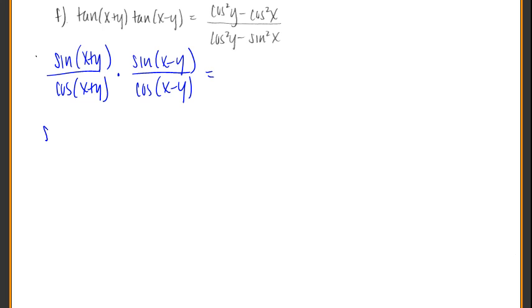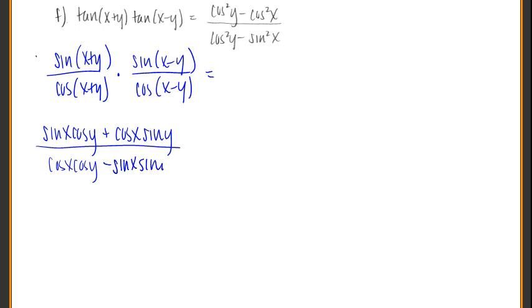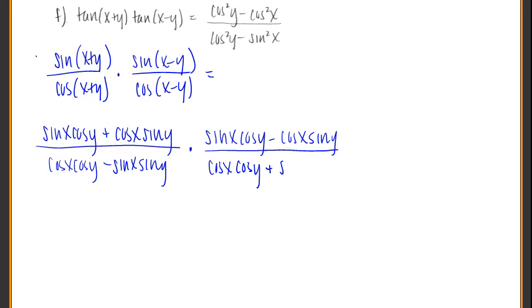So we'll have sine of x cosine of y plus cosine of x sine of y, all over cosine x cosine y minus sine x sine y. This is a really good reason for going back and practicing all your formulas for sure. Over here on the right, we'll get sine of x cosine of y minus cosine of x sine of y, all over cosine x cosine y plus sine x sine y.